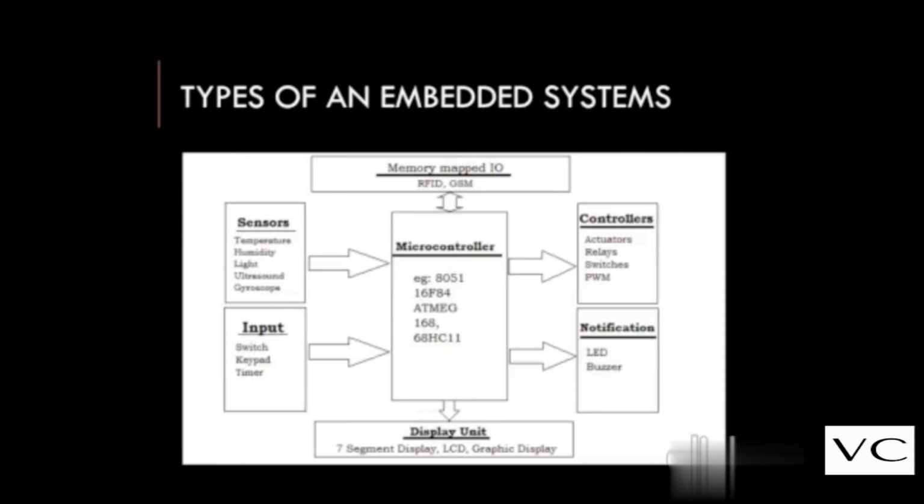In order to perform all this processing, they can also use various controllers to make the system more reliable with respect to time as well as hardware. Those controllers can be actuators, relays, switches or PWM. And to process that data, they have specified memory-mapped input output registers within which the output data is stored.